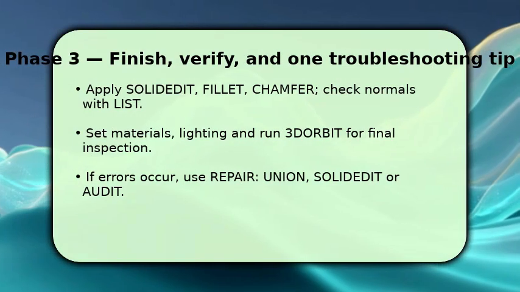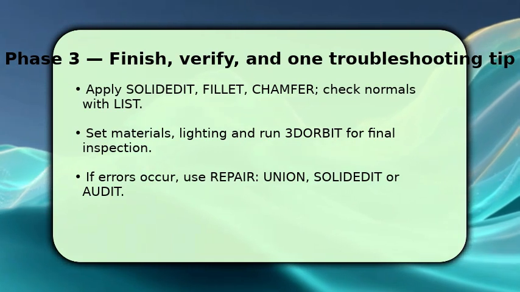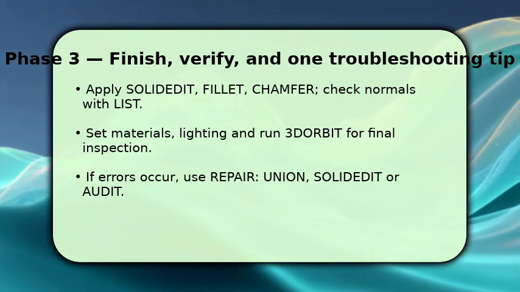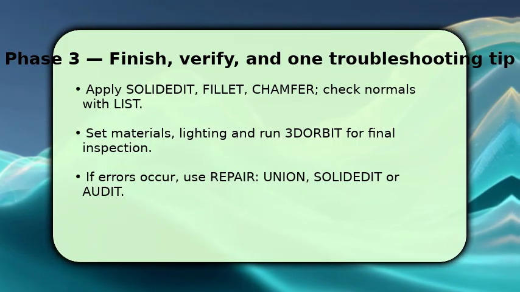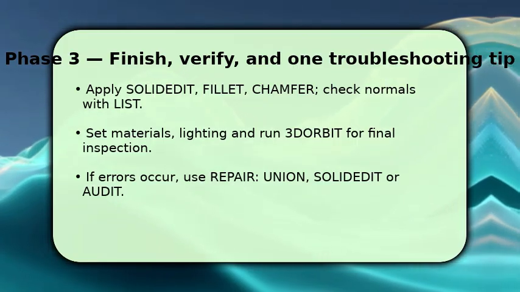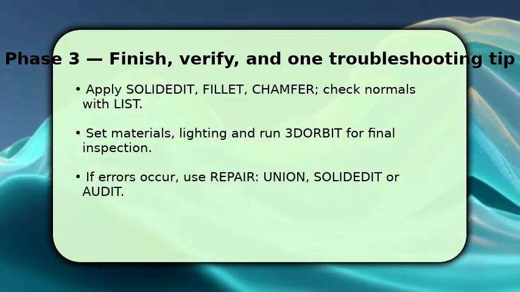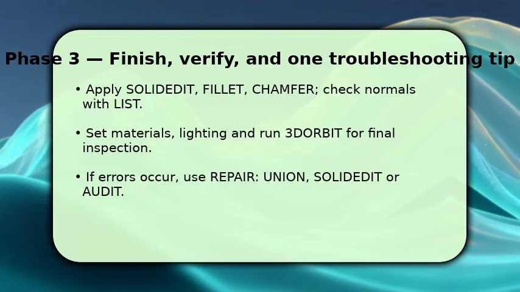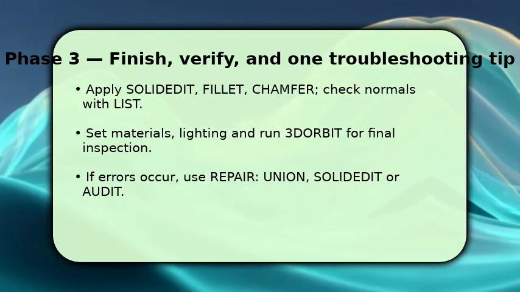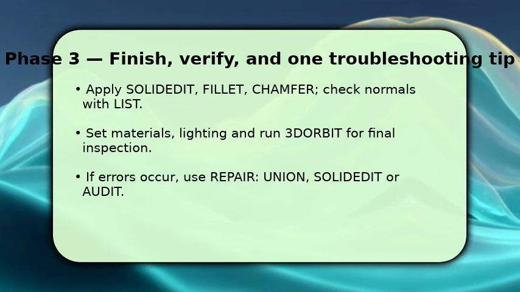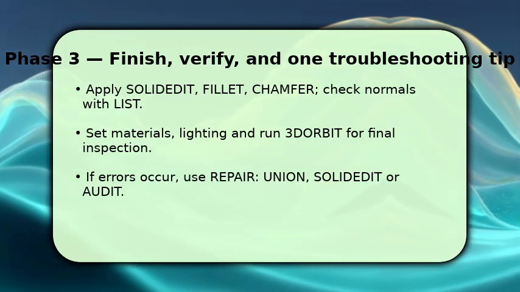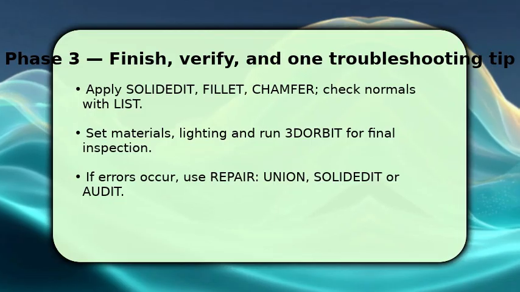To finish, clean topology. Apply fillet and chamfer to edges, use SOLIDEDIT to refine faces, and assign materials and lights for realistic previews. Once done, orbit and inspect every corner at high zoom so gaps or flipped faces are visible. If a solid behaves oddly, run LIST and check normals, then apply union to merge coincident solids.